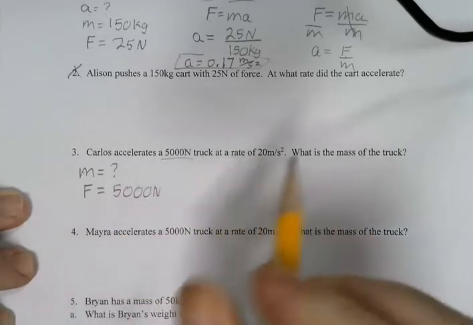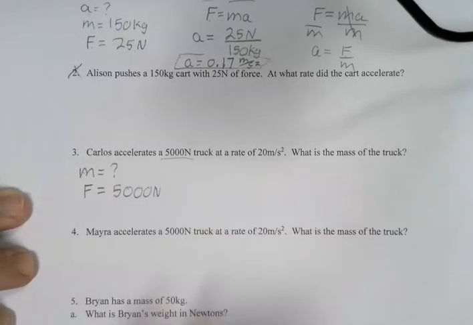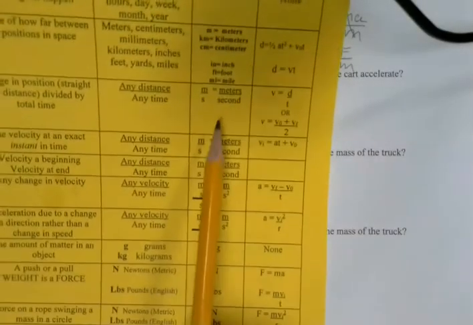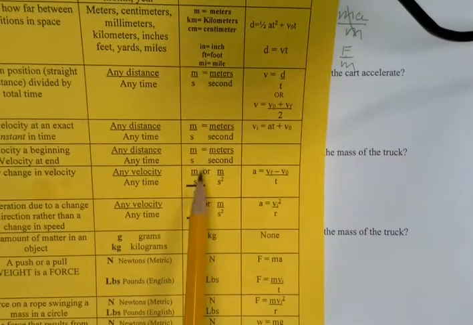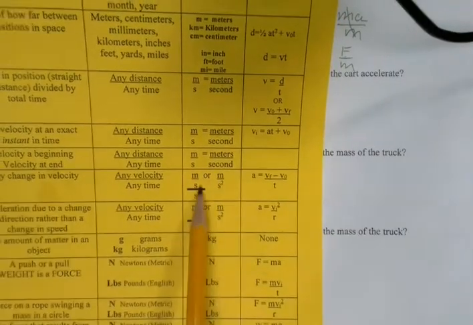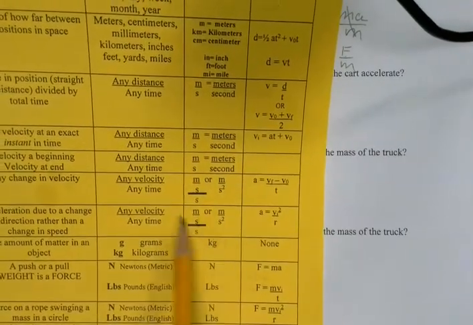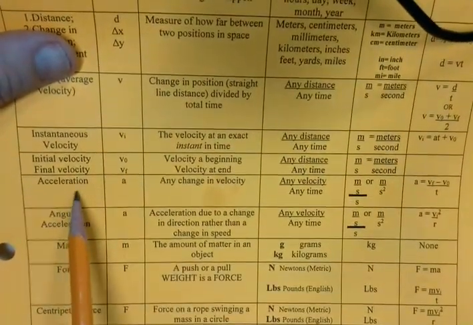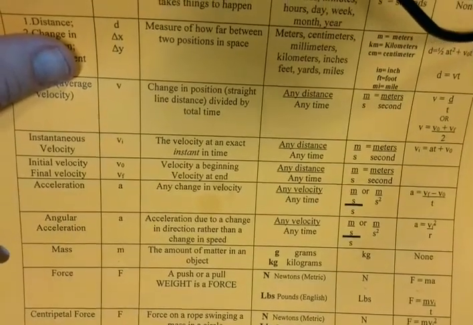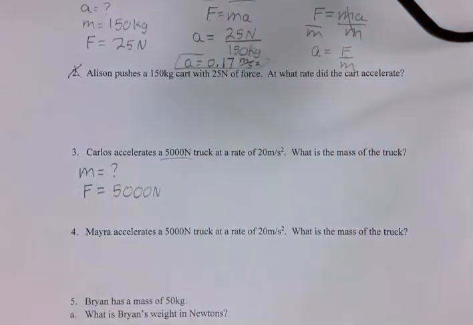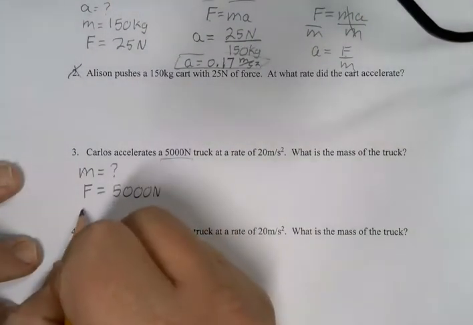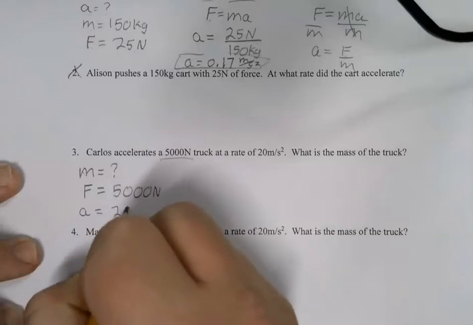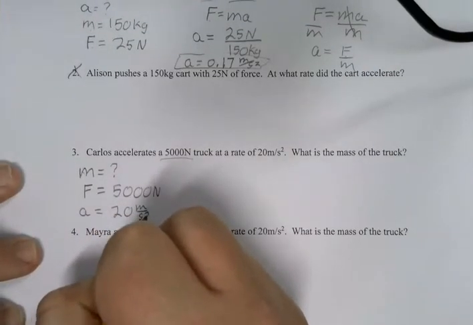5,000 N. And 20 meters per second squared. So maybe you forgot what meters per second squared is. Come down units of measure. There's meters per second, meters per second, meters per second. There we go. Meters per second squared is right there. Now it could be either of these two, but those are both forms of acceleration. We're not dealing with angular acceleration though. We're just dealing with straight acceleration. Angular acceleration is something going in a circle. There's nothing in this problem to indicate that it's doing that. So we are going to say acceleration equals 20 meters per second squared.